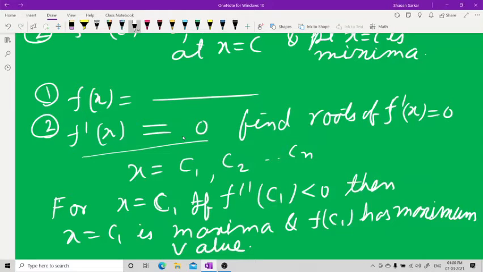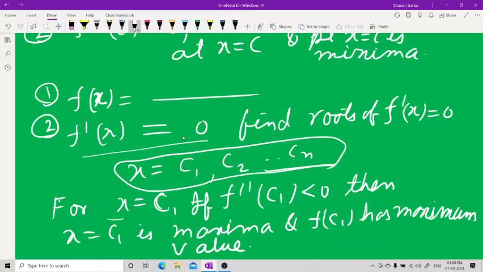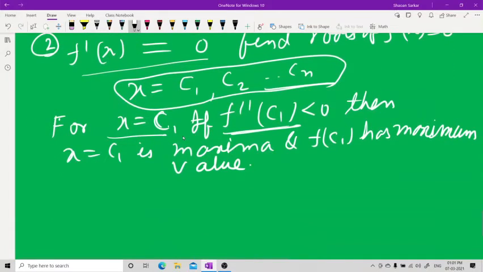ये तरीका है करने का. पहले f(x) लो जो दिया हुआ है, उसको 0 पुट करो, उसका डेरिवेटिव को 0 पुट करो, उससे रूट्स निकालो, और रूट्स ये निकल गए. कोई भी रूट के लिए अगर ये कंडीशन अप्लाई होता है तो point c1 is a maxima and f(c1) has maximum value.